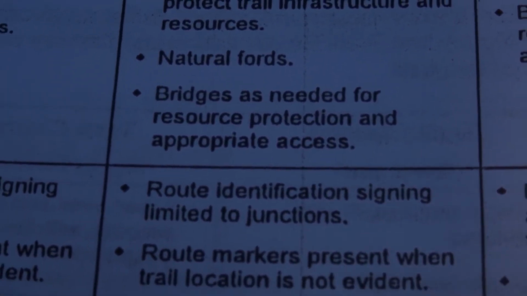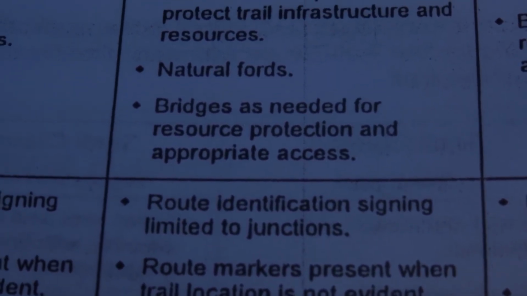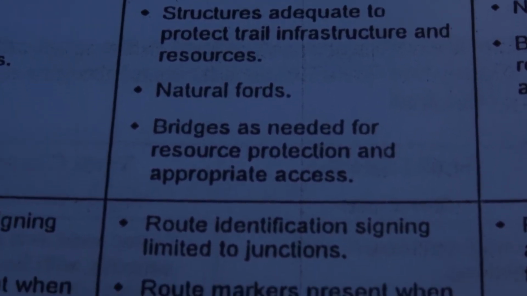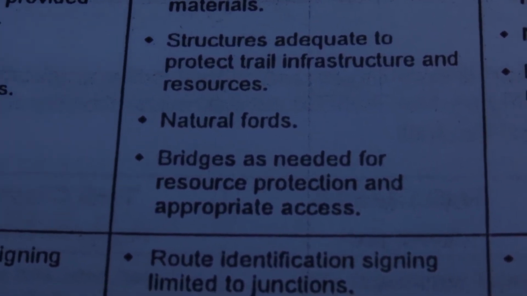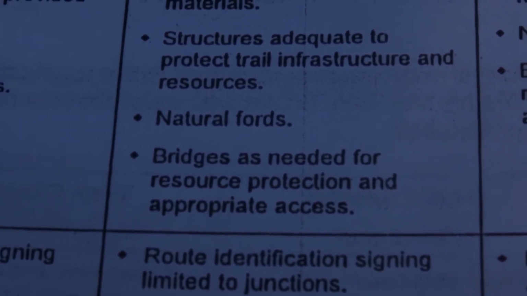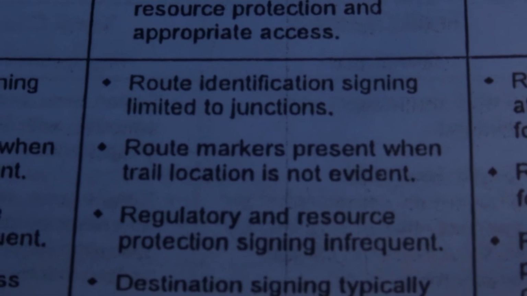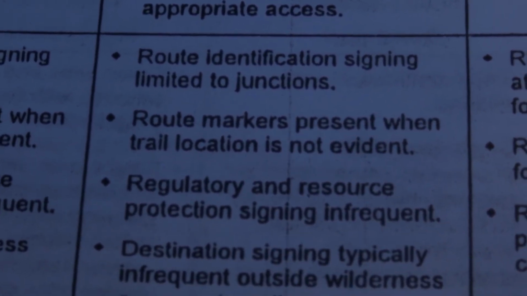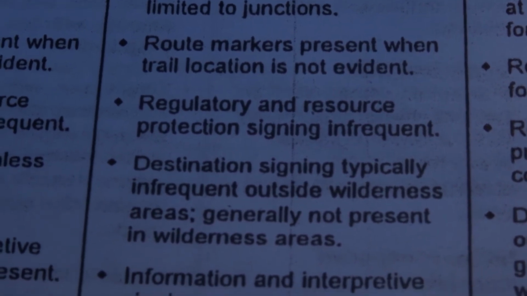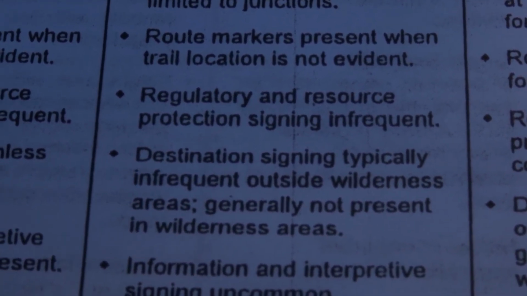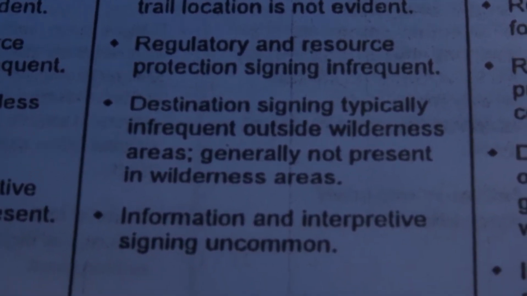Natural fords and no bridges. Bridges were not needed on this one. You either could jump them or a couple sticks, logs, rocks that you could cross on. And here we go, signs. Except at the trail junctions there weren't any. So route indicating signs limited to junction. Route markers present when trail location is not evident. That wasn't needed. No blazes on the trees, no cairns.